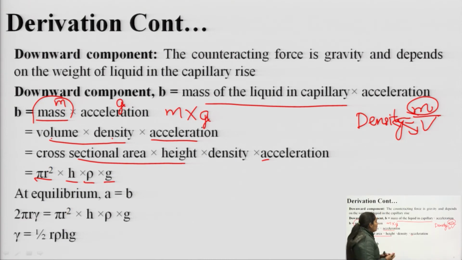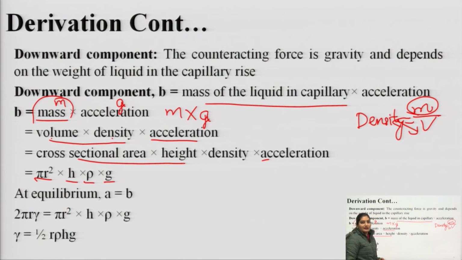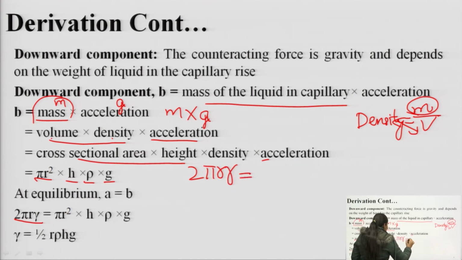And what is the value of A? Value of A is 2 pi r gamma. This is the value of A. And 2 pi r gamma is equal to the value of B. What is B? Pi r square h rho g. Okay. So, 2 pi r gamma is equal to pi r square h rho g.